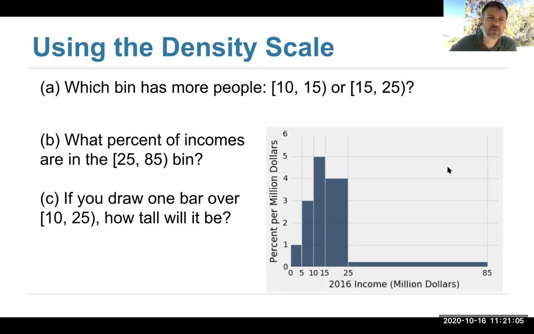So really, to answer question A, we need to figure out which bar has more area. The 10 to 15 bar might be a little bit higher, but it's only half as wide. So the area of the 15 to 25 bar is a lot more. The area of the 15 to 25 bar is 10 wide times 4 high, so area 40. The area of the 10 to 15 bar is 5 wide and 5 high, so only 25. All right, so everyone who said 15 to 25 bar, you are correct.